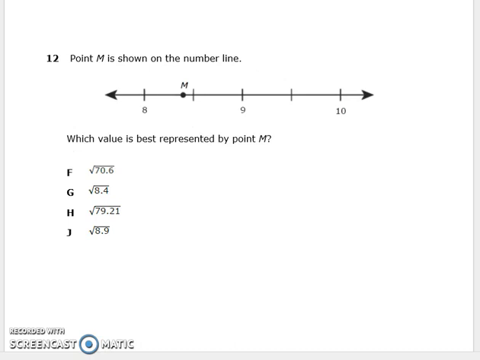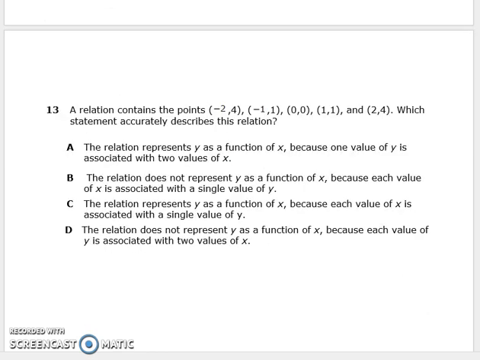Number 12. Point M is shown on the number line. Which value is best represented by point M? F, the square root of 70.6. G, the square root of 8.4. H, the square root of 79.21. J, the square root of 8.29.